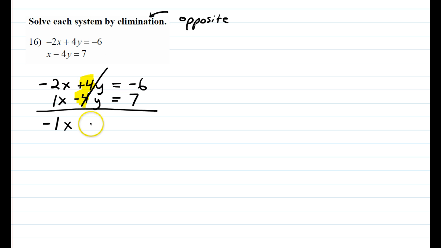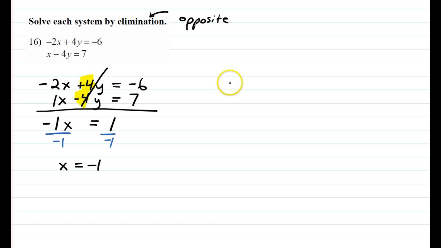This has gone away. Same thing, whenever you have different signs. Here I have positive 7, negative 6, so I have more positive, so I know my answer is going to be positive. Now 7 minus 6 is 1. And so now I need to get rid of the negative, that negative 1, so I divide both sides by negative 1. And so x is equal to negative 1.